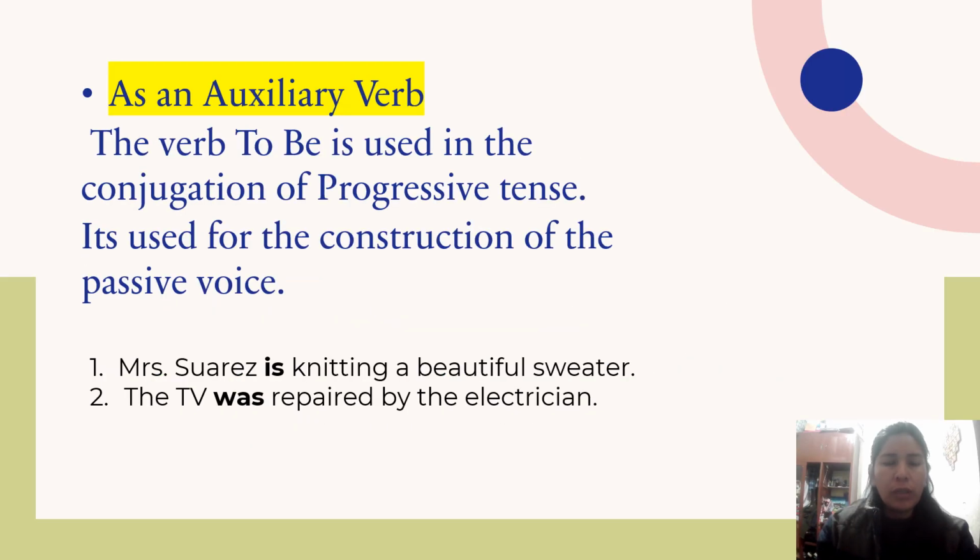The verb to be as an auxiliary verb. The verb to be is used in the conjugation of progressive tense. For example, Mrs. Suarez is knitting a beautiful sweater. And as well, it's used for the construction of the passive voice. The TV was repaired by the electrician.